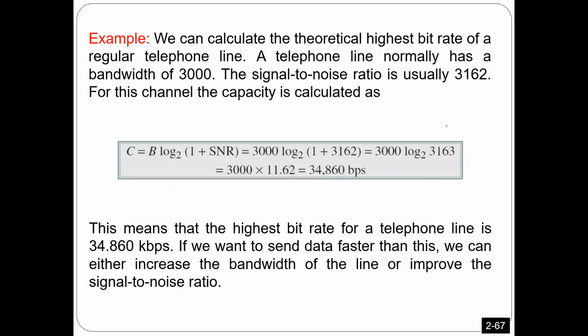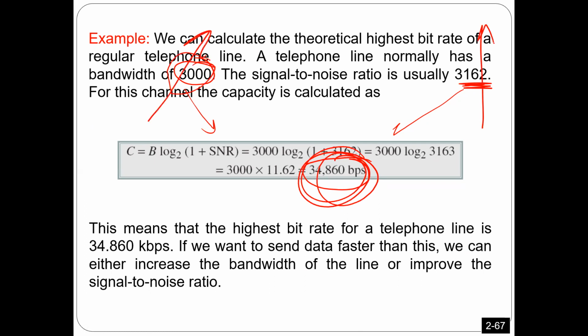Okay, I have another example here. In the case of a telephone line, I give you the bandwidth and the signal to noise ratio, and I ask you to calculate the bit rate. You just plug into this formula, very straightforward. If I plug in, this is the bit rate I'm going to get. Given this bandwidth and this signal to noise ratio, the maximum bit rate I can get is 34,860 bits per second. For sure, if you need more bit rate, you have to either increase the bandwidth or increase the signal to noise ratio.